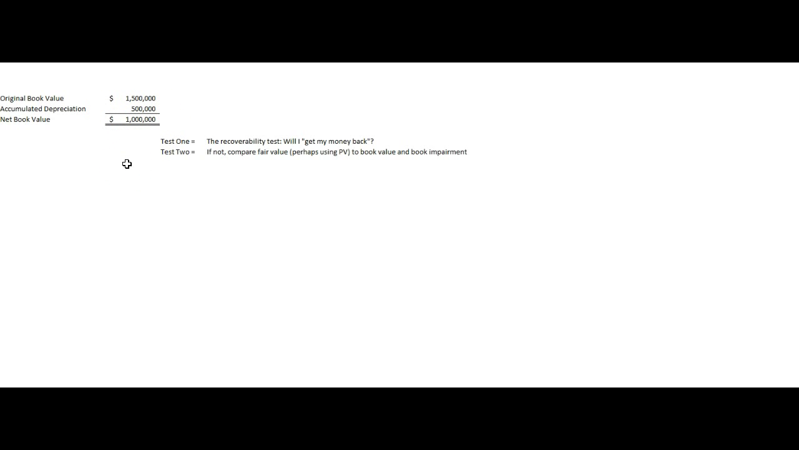Remember, there's this odd two-tiered test for tangible assets. The first one, the recoverability test, I call it, will I get my money back? We'll look at the future cash flows that we estimate from this asset, and if the future cash flows add up to more than $1 million, we don't have to go any further. If they add up to less than $1 million, we have to do an impairment test.